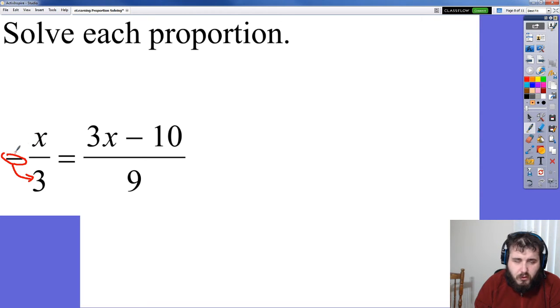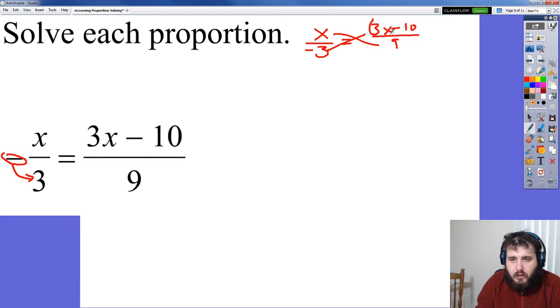If you prefer always putting the negative sign on the top, just be careful. If you prefer always putting the negative sign with the number when you can, that's great. That's wonderful. Then you're like me. x over negative 3 equals 3x minus 10 over 9. And then cross multiply. And again, put that in parentheses just so that you have less thinking to do.